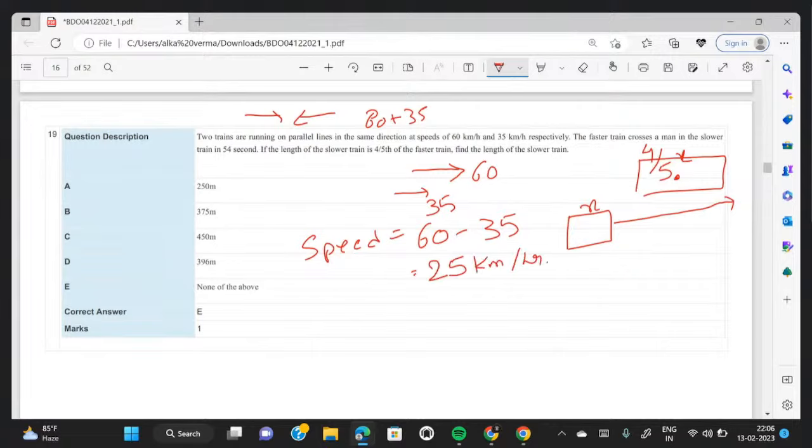But here everything is in seconds, so for converting it into meter per second, I will multiply it by 5 by 18. Okay, 5 by 18 meter per second. So I will get 125 by 18 meter per second. Okay, this now I have got. Now what do I want? Length of the train. Now length of the train, he is crossing in how many seconds? 54 seconds.